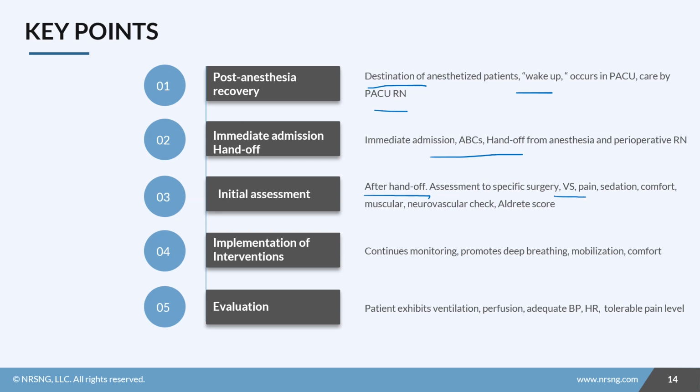signs, pain, sedation, comfort, muscular and neurovascular check, and post-anesthesia score, also known as the Aldrete score. The PACU-RN implements interventions while still monitoring the patient with deep breathing, mobilization, and comfort interventions. The end goal is discharging the patient, so evaluation is necessary to be sure the patient is adequately ventilating, they have good vital signs, and a tolerable pain level.